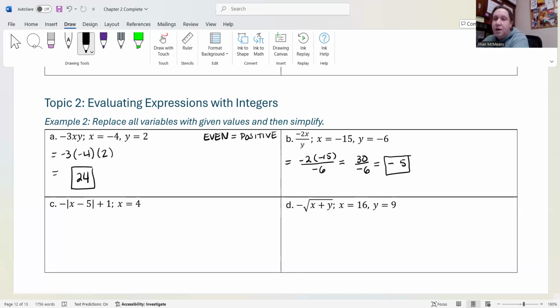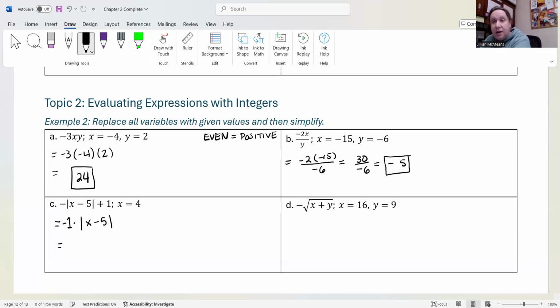All right, part C. We have a wacky one here. So for part C, we have negative absolute value of x minus 5. Well, that negative in front of the absolute value can be thought of as multiplying the absolute value by a -1. So I could just right off the bat rewrite this as -1 times the absolute value of x minus 5. I'm going to make that look like a 1 really clearly. Okay?